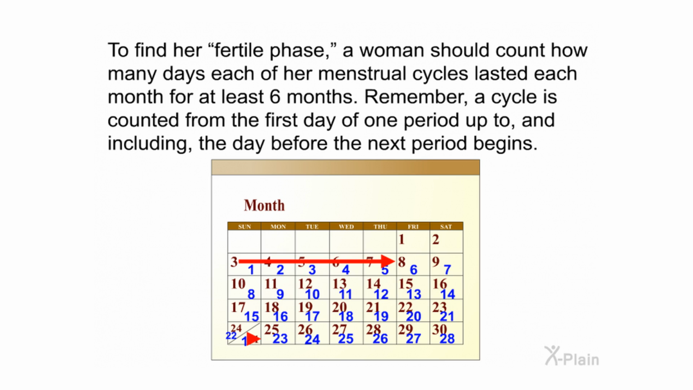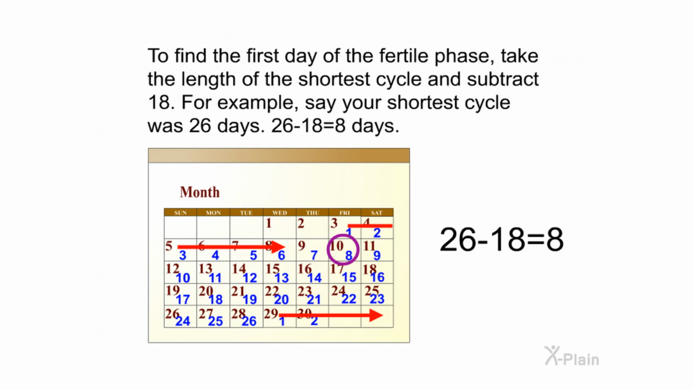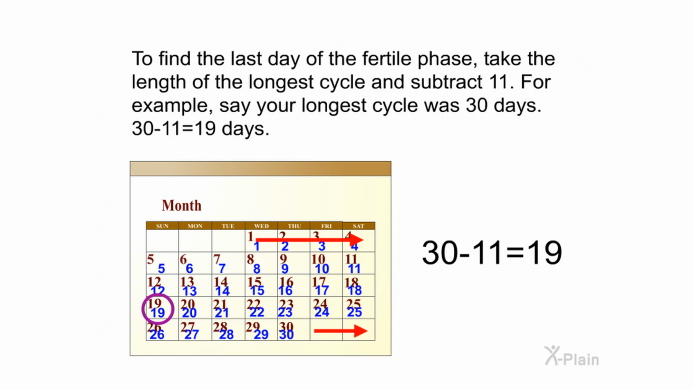Remember, a cycle is counted from the first day of one period up to and including the day before the next period begins. To find out the first day of the fertile phase, take the length of the shortest cycle and subtract 18. For example, say your shortest cycle was 26 days. 26 minus 18 equals 8 days. To find the last day of the fertile phase, take the length of the longest cycle and subtract 11. For example, say your longest cycle was 30 days. 30 minus 11 equals 19 days.